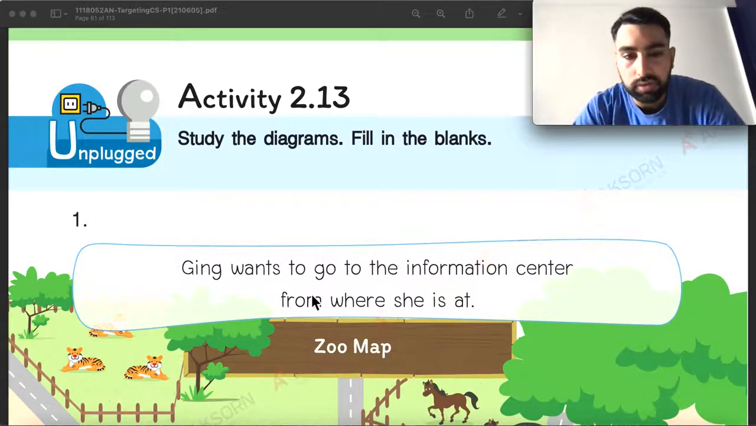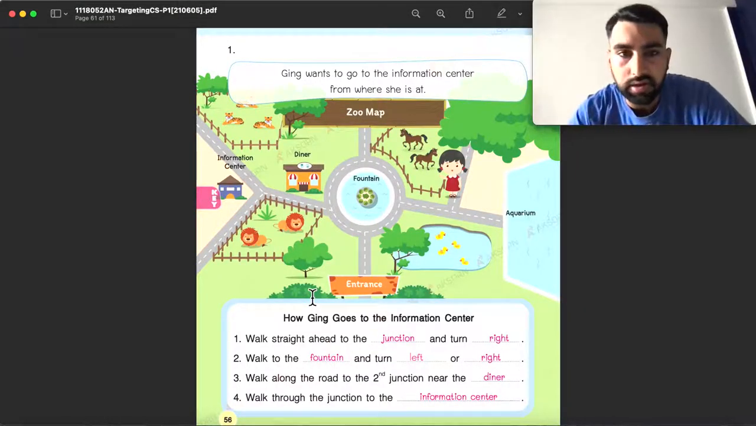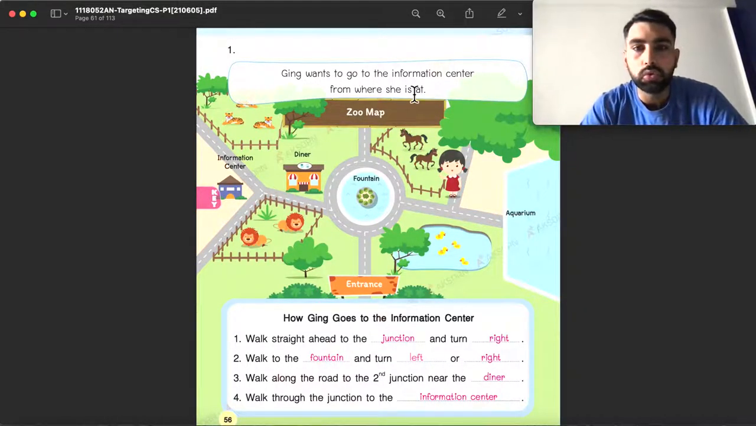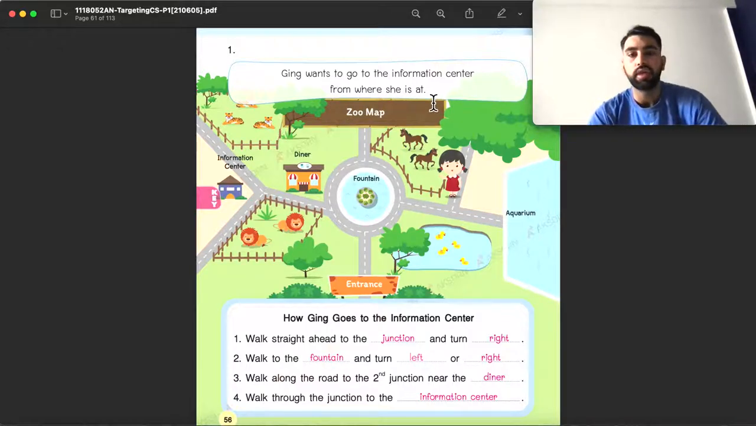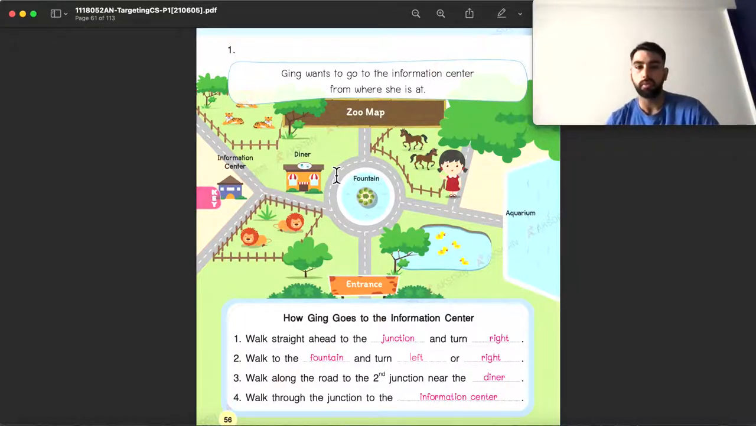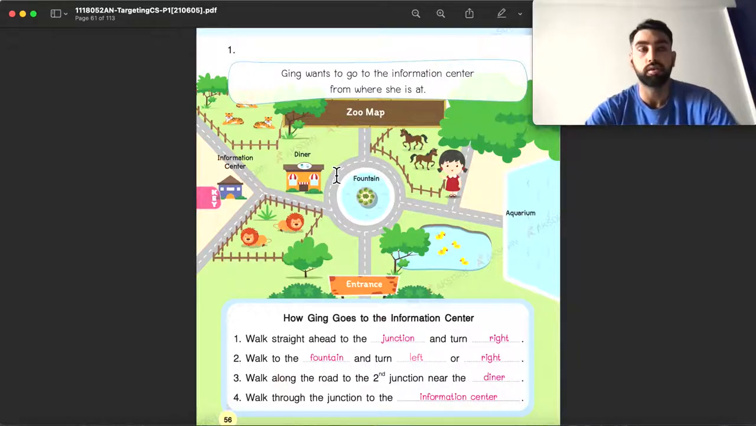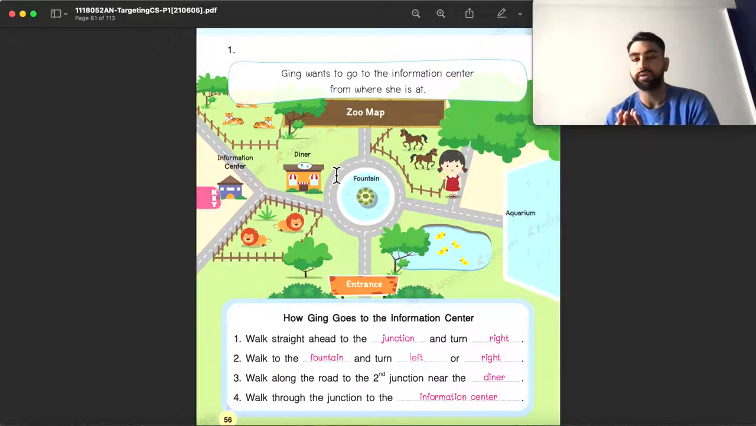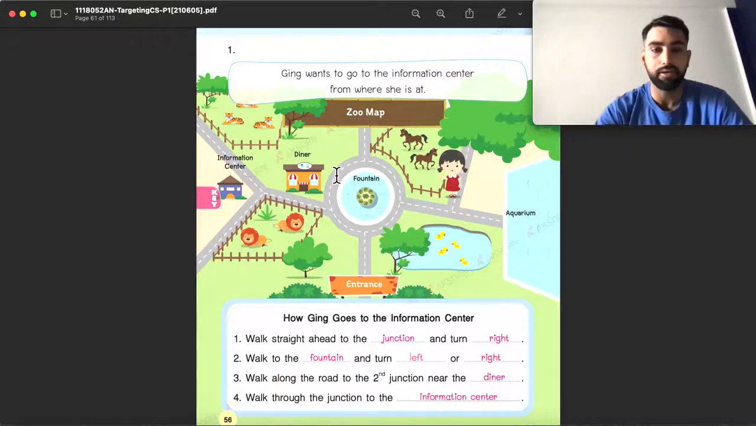Let's check it out. As you can see here, Ging wants to go to the information center from where she's at. So this is a zoo map. What is a map? It is like what you see on Google Maps, where you follow the direction. If you want to go home, then you open Google Maps. So it's a map as well. So this is a map of a zoo, all right?